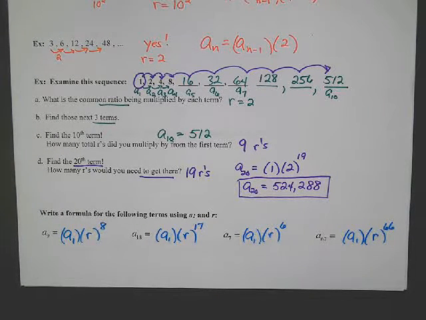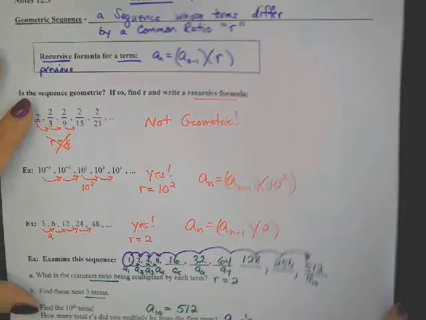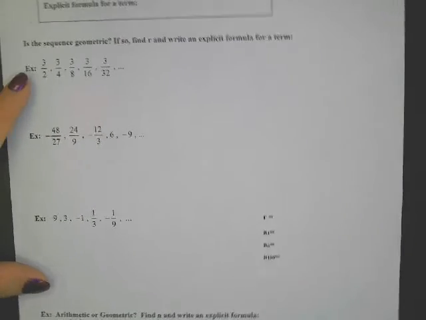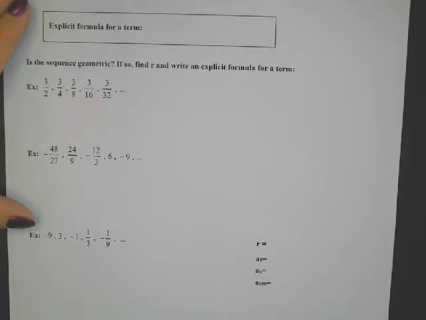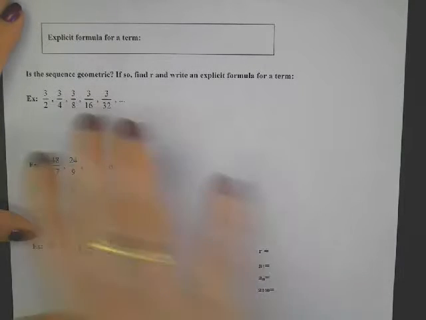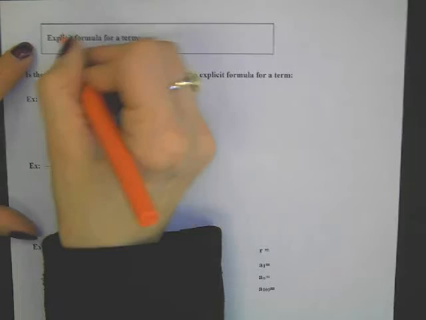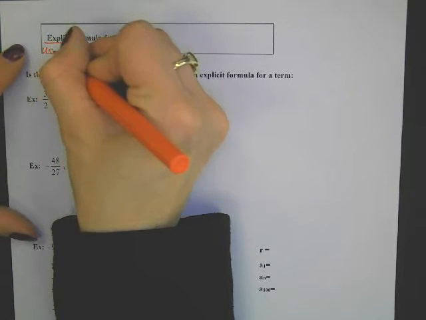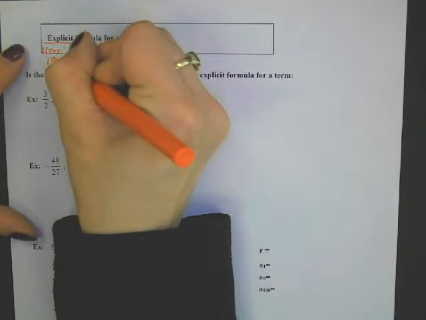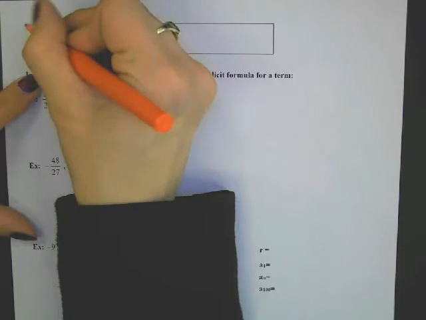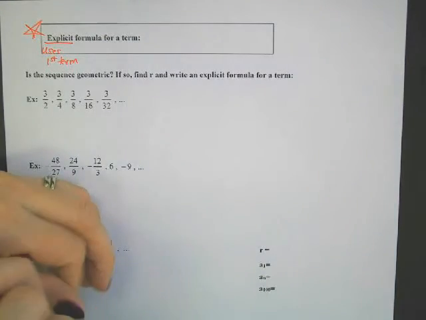Okay, same technique as yesterday with arithmetic, except now we're multiplying. So that's why it's to the power of, because it's times by times by times by times by. Okay, so whenever it says explicit, this is the more powerful one, of course. Explicit uses the first term. Okay, so this is the one you're going to use most of the time.